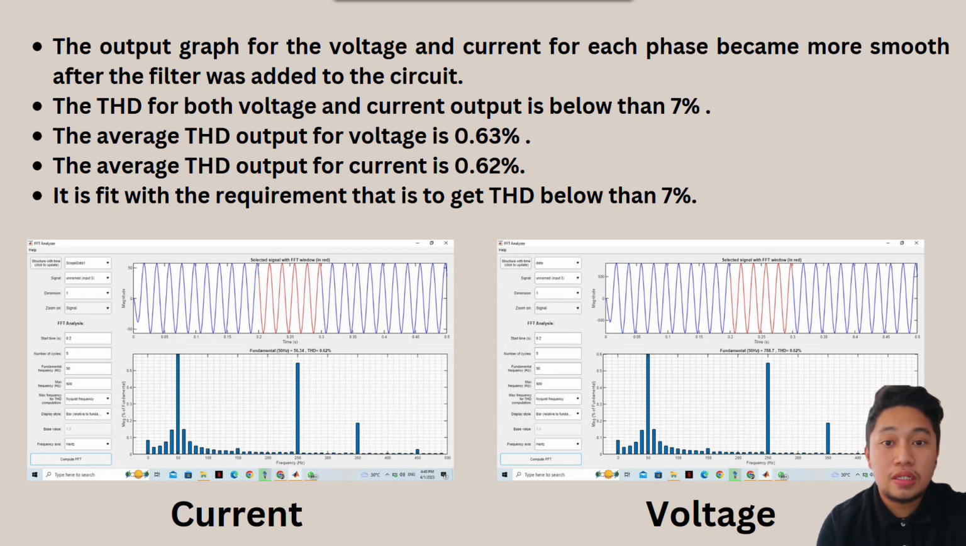Then the THD for both voltage and current output is below 7%. We got the average THD output for voltage is 0.63%, and the average THD output for the current is 0.62%. So it fits the requirement of getting THD below 7%.